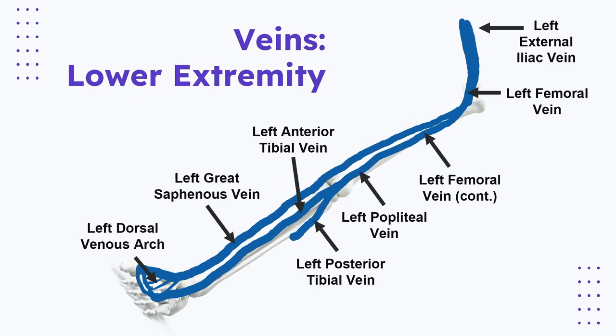Major veins of the lower extremity include the dorsal venous arch. You also have a plantar venous arch, which drains into the anterior tibial vein, which joins the posterior tibial vein to form the popliteal vein, which continues as the femoral vein, which also receives blood from the great saphenous vein and continues as the external iliac vein. Phew! All lower extremity veins ultimately lead to the inferior vena cava.